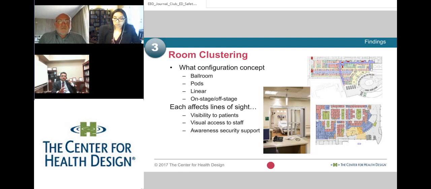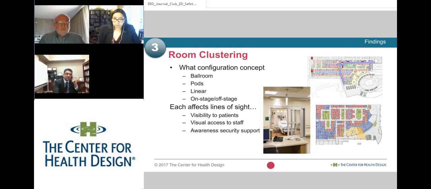So both of these are affected by the way we configure the entire ED. How many walls are there? How many doors are there? Is visibility affected, or are there clear lines of sight or not? And all of these issues, as we will talk about in the implications section, are directly affected by the way we design the ED flow or ED walls. And these are bigger configurational issues.